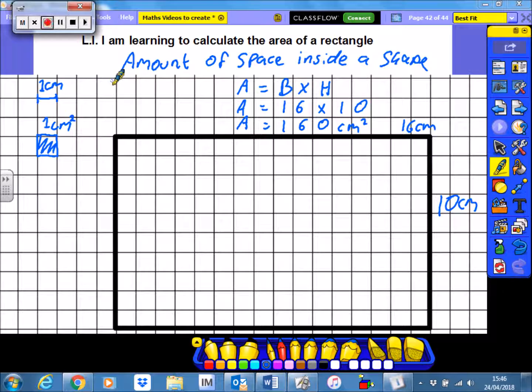Now that, quite simply, is how to calculate the area of a rectangle. So what we've learned is that the area is the amount of space inside a shape, and when it comes to rectangles, we just need to know 2 sides. We need to know the base of the shape, and we need to know the height of the shape, and then all we do is we multiply those 2 together.